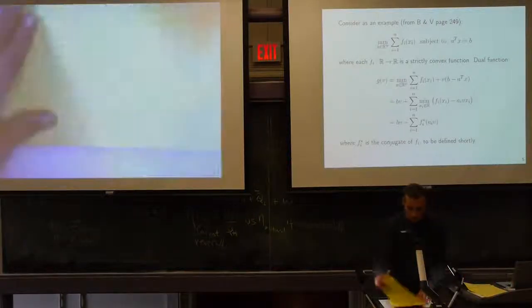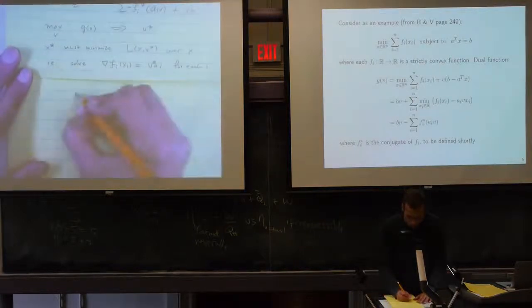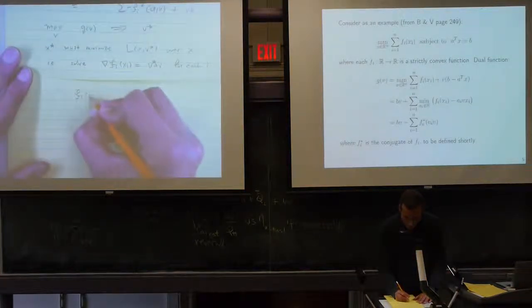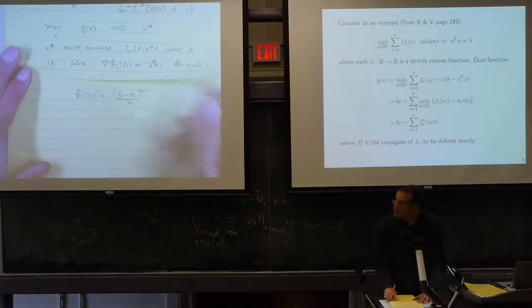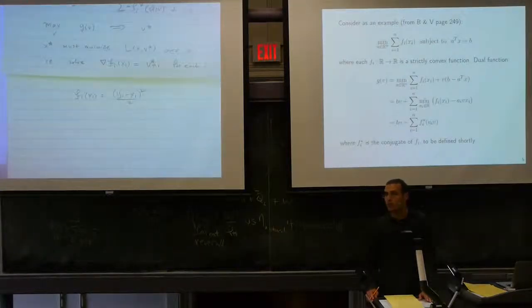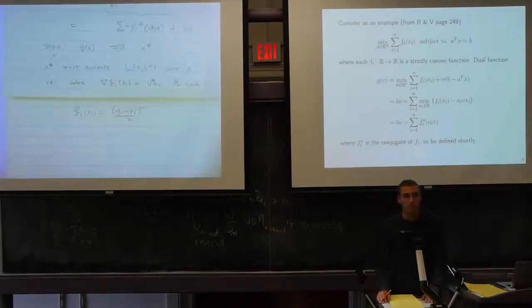Okay, so for example, one of our favorite examples is when, let's say, f_i of x_i is just y_i minus x_i squared over 2, like some kind of least squares criterion. Then what do we get for this rule here? How do we get x_i star from v star?